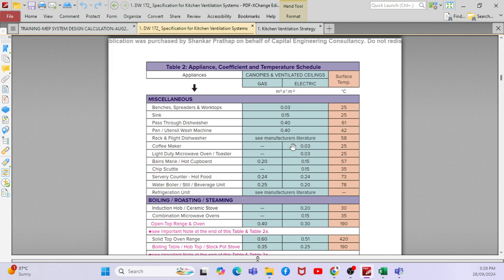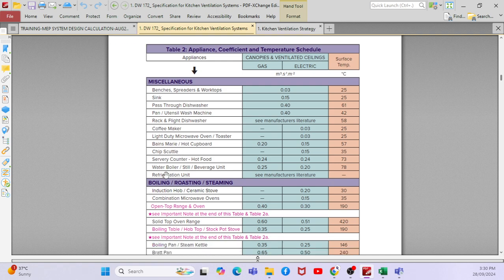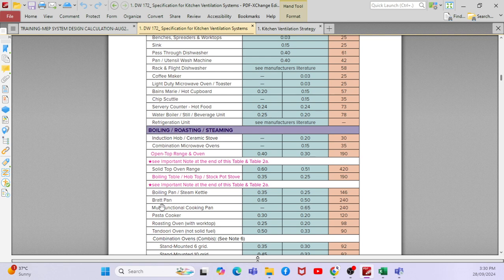Now you can see that there are different appliances, like benches, spread, worktops, sink, coffee maker. There are different appliances they have already provided in the data sheet. Similarly, when you go to the fresh air calculation, they have given different occupancy categories or building categories. Here in DW 172, they have given different types of appliances, like benches, spread, coffee maker, refrigeration unit, bread pan, different types of pasta cooker.